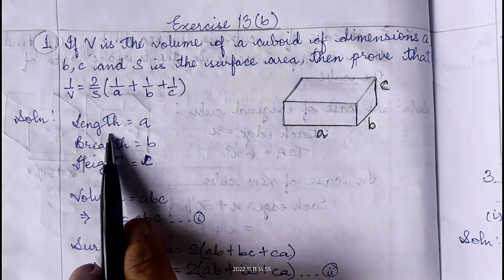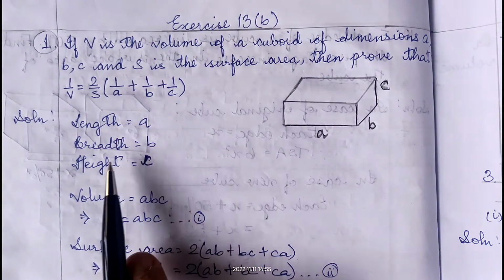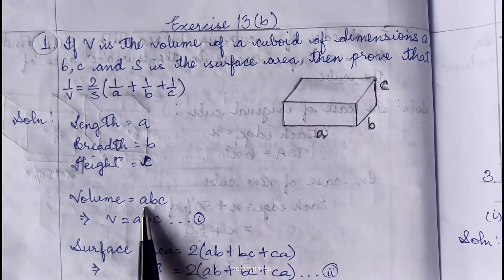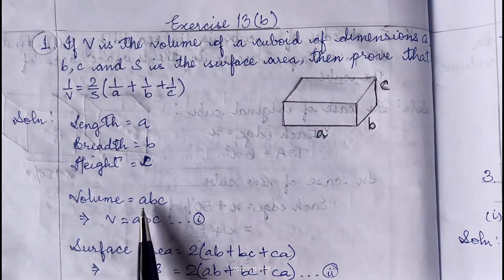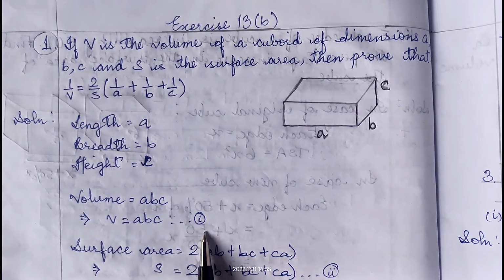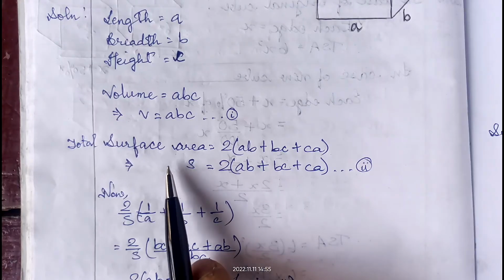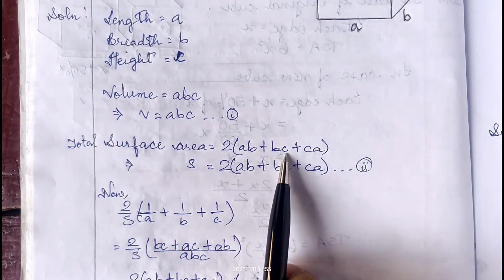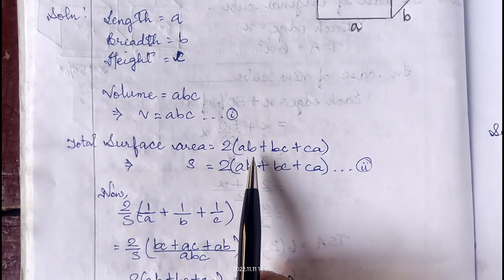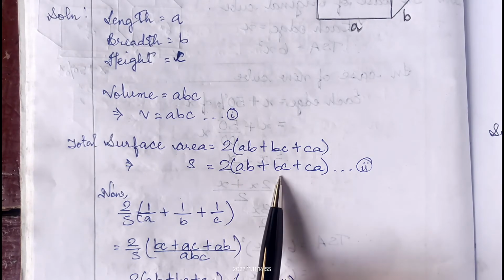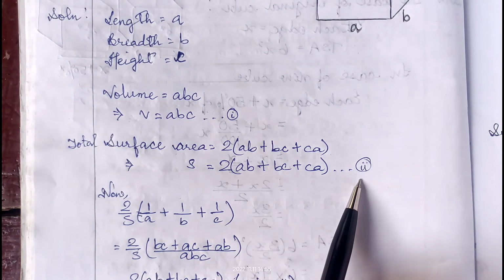Now since it is given in the question that length is A, breadth is B, height is C, therefore volume of this cuboid will be length into breadth into height, so it will be A into B into C. So we can write V = ABC, let it be equation number 1. Again we know total surface area of a cuboid is 2(LB + BH + HL). Here length, breadth, height are A, B, C, so total surface area S will be 2(AB + BC + CA), let it be equation number 2.